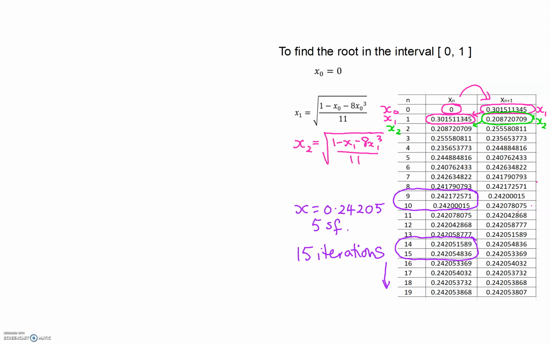The 14th iteration gives it, but the 15th iteration is required in order to confirm exactly what the root is. Now we're going to have a look at what this means graphically, and so we're going to look at the graph that we had on the previous page.